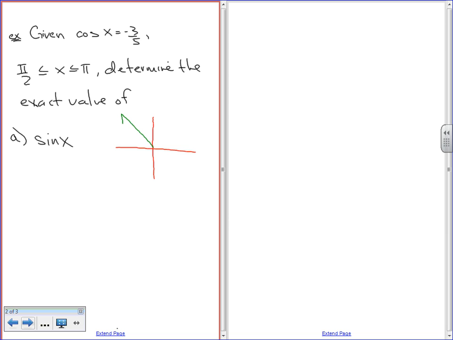Right, always connected to the x-axis. So there's your right angle triangle. And then draw the angle x, place it in for your related angle spot. Now you just label the sides according to the ratio that they gave you. They told you that the cosine of x is equal to negative 3 over 5. So the cosine, by definition, is the adjacent side over the hypotenuse.